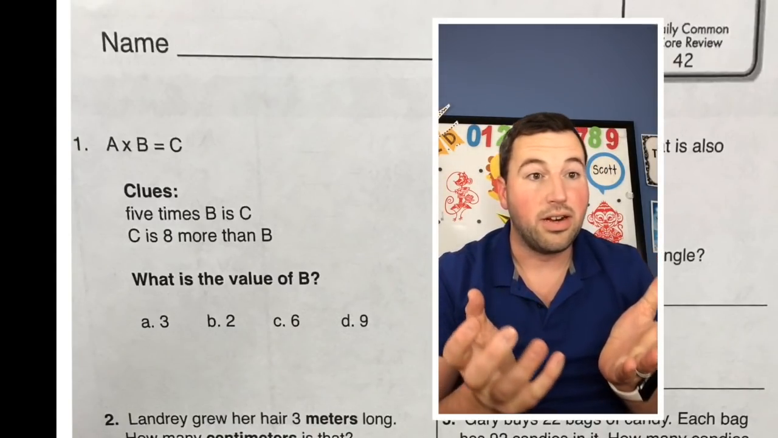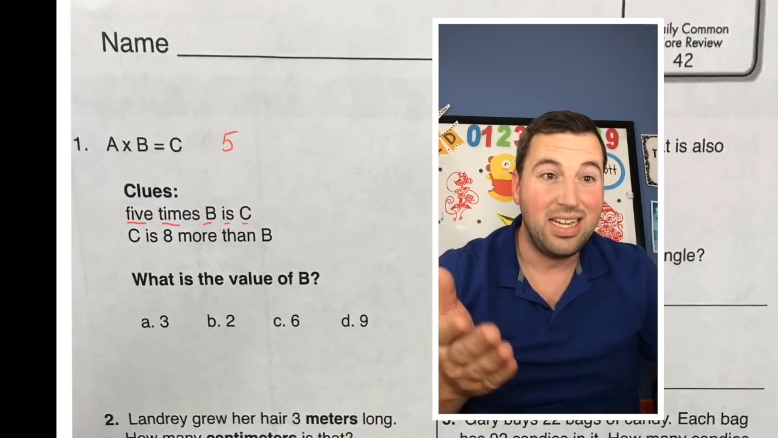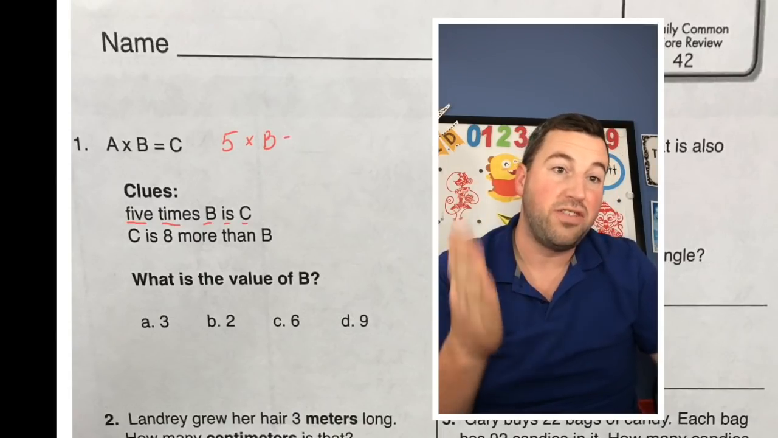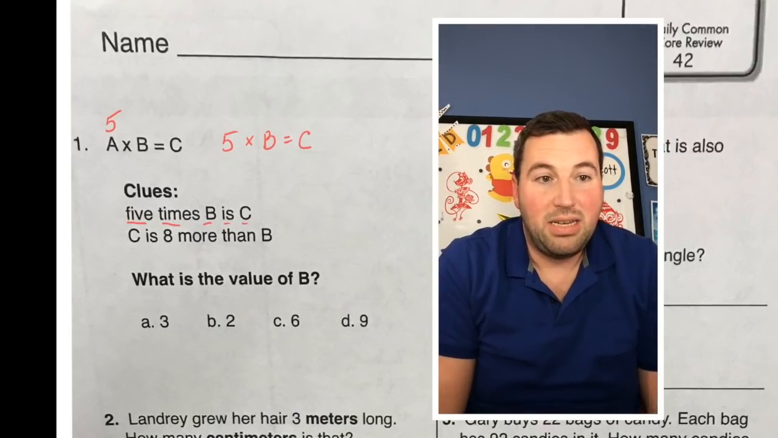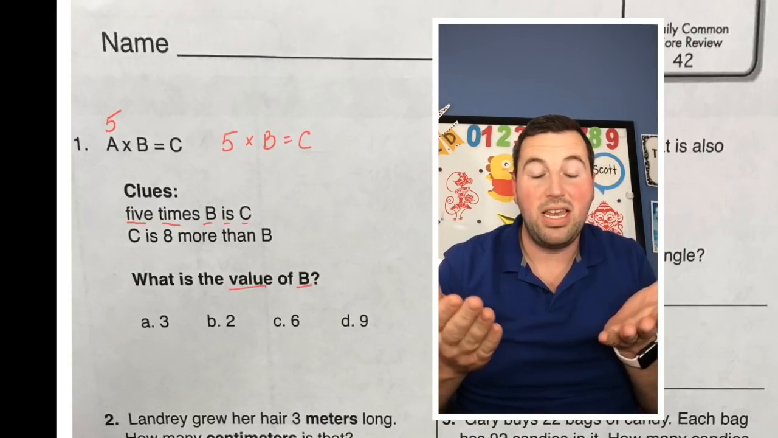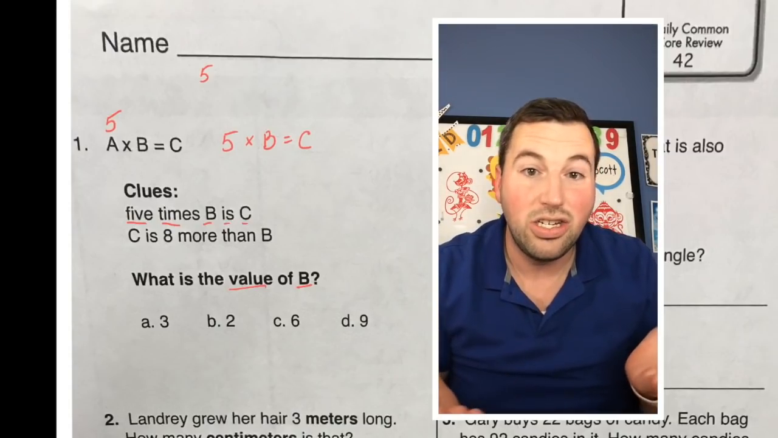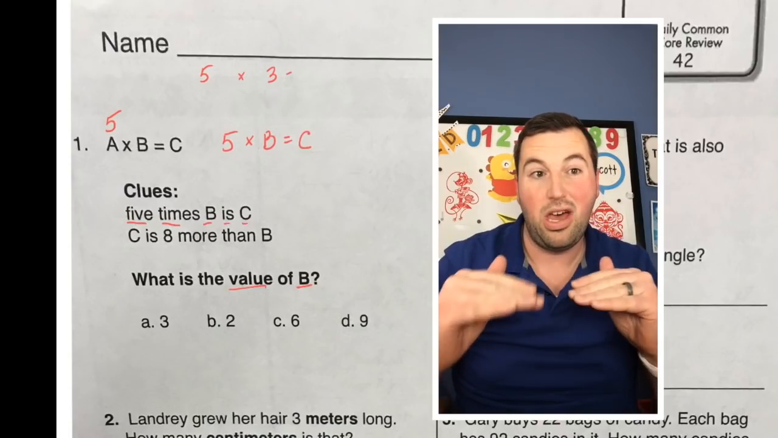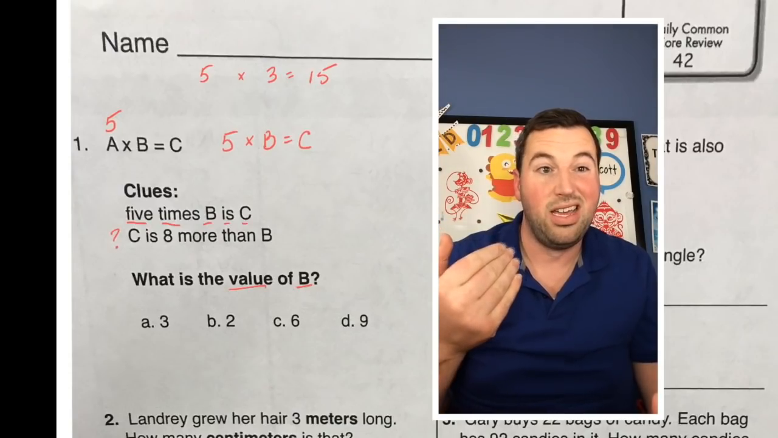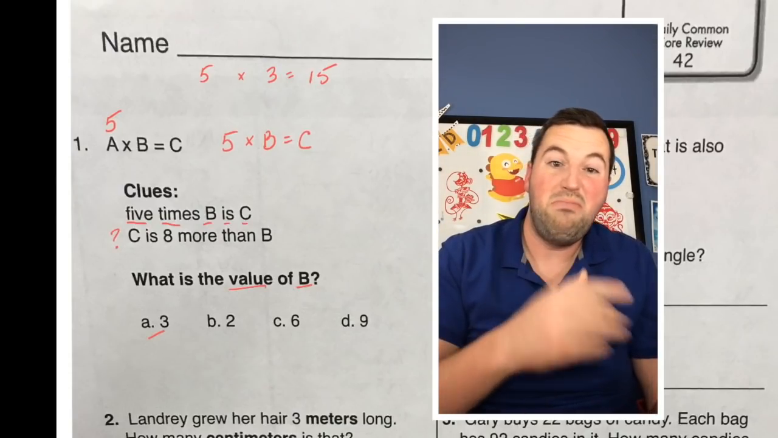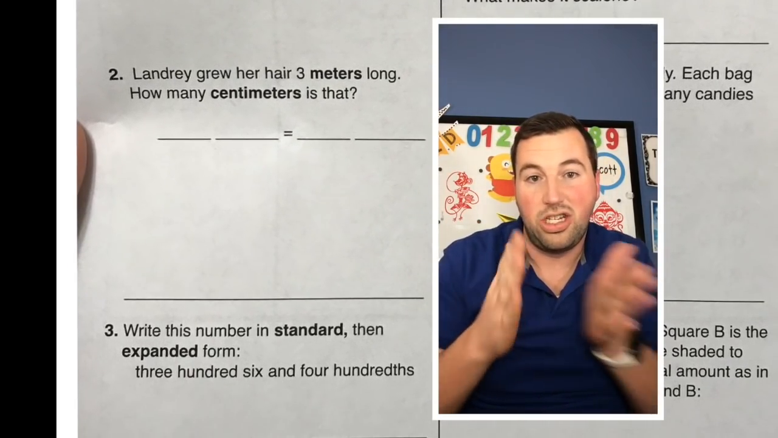So let's take a look at this together. So number 1, you have 5 times B equals C. Go ahead and write that as a matching equation. 5 times B equals C. When you do that, you can see that A has to be 5. So now, remember, we can look at the answer choices, the values of B. You can just plug in those for B and see which works. So we could write 5 times 3 equals 15 and then check. Is C 8 more than B? If it's not, then cross out A and try the other ones.